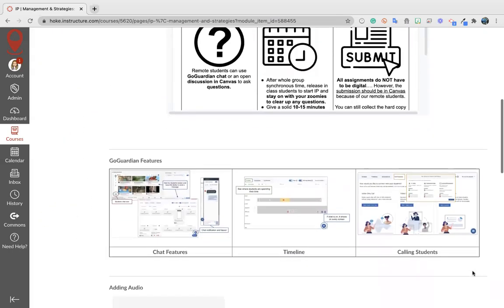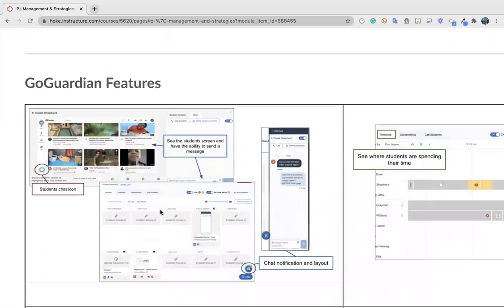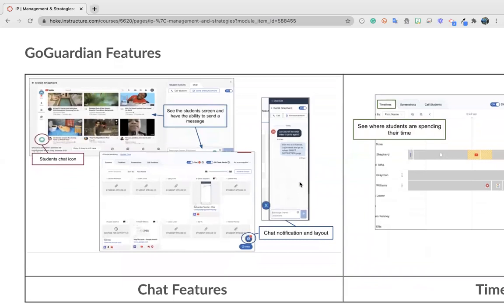So let me scroll down here. I want to show you some of these GoGuardian features. Okay, so this is our chat feature. A couple of screens here. So this is the overall dashboard that a teacher sees. And then when I click on my student screen, it allows me to click the chat and I can send them a message. So I want you to see that the student's chat icon over here on the left-hand side is green. Yours as the teacher, you have a blue chat icon, right? So you can send that student a message, or that student can click there and message you.